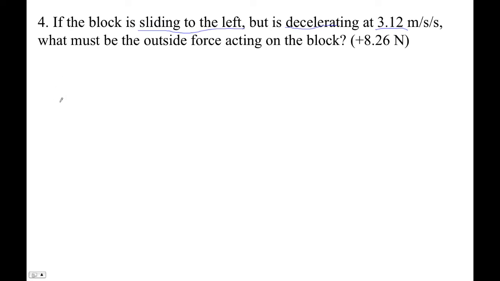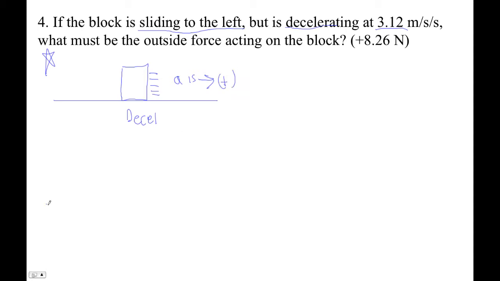Let's draw pictures of these. These are all the possible scenarios, right? Here's the scenario that we're talking about in this problem. It's sliding to the left but decelerating, right? Well, if it's sliding to the left and going slower and slower, then the acceleration is this way, opposite the direction it's sliding. So the acceleration would be to the right, or positive.